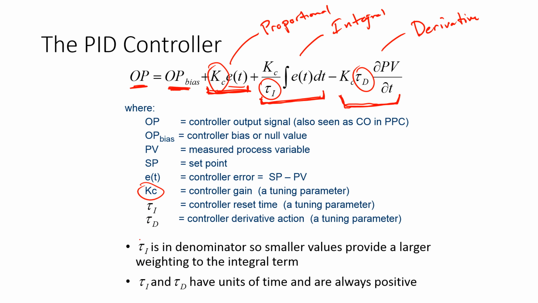And also note that tau I is in the denominator. So if you make it smaller, this term is going to become much larger. Okay, so smaller tau I makes it a more aggressive integral term and makes the controller more aggressive. Also, tau I and tau D have units of time and are always positive. Okay, so always positive for tau I and tau D.